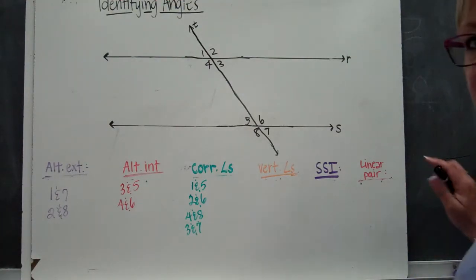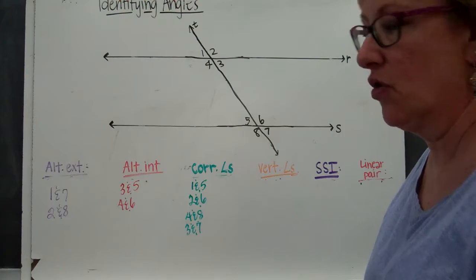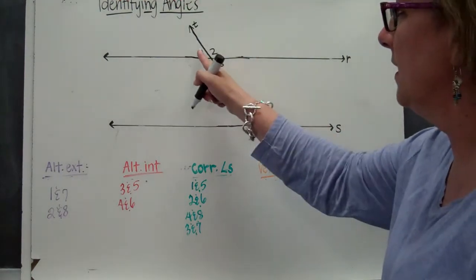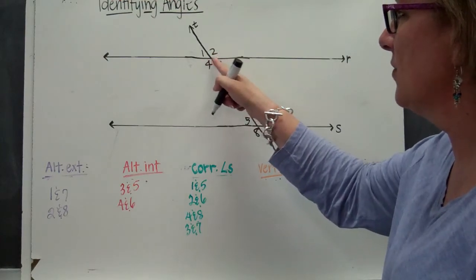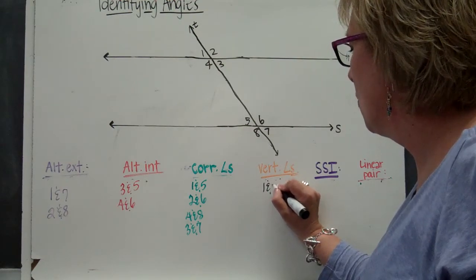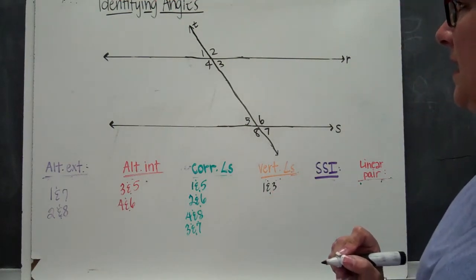Vertical angles, like we said, are like the kissing fish. They're going to be across from each other. So if I look at angle 1, the one that is kissing it right here in the middle and directly across from it is going to be 3. So 1 and 3 are going to be vertical angles.